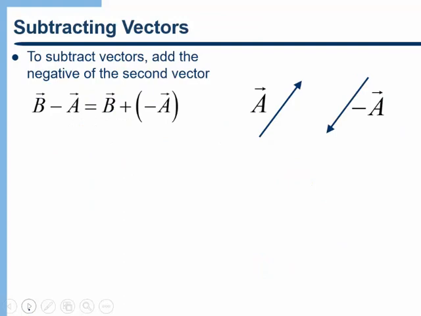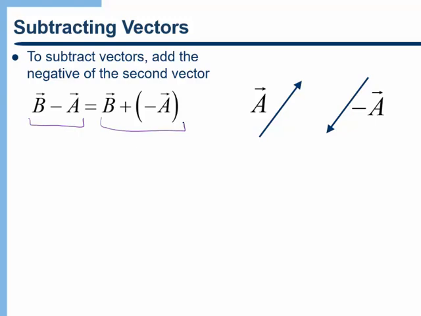Let's look at subtracting vectors. It turns out that subtracting vectors is very similar to adding. In fact, all we have to understand is what do we mean by minus a vector. And it turns out that if vector A looks like this, then negative A is simply a vector with the same magnitude but in the opposite direction. Therefore, when we're thinking about what is B minus A, what we want to think about is it's the same as adding the negative of vector A to vector B.